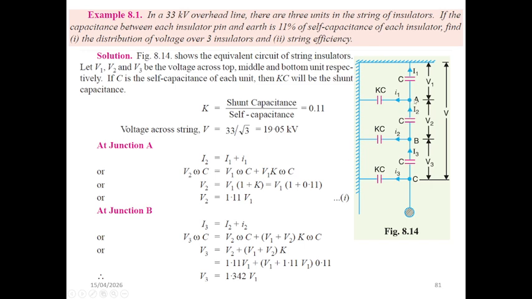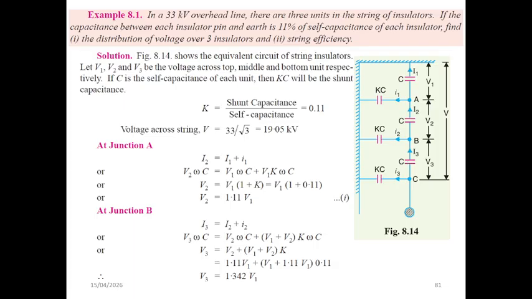At junction A, the relation between the first and second unit voltages is established, showing that the second unit experiences higher voltage due to the shunt capacitance effect. Similarly, applying the same principle at junction B provides the voltage across the third unit, which turns out to be the highest among all three insulators. I already told you this one has the maximum voltage.